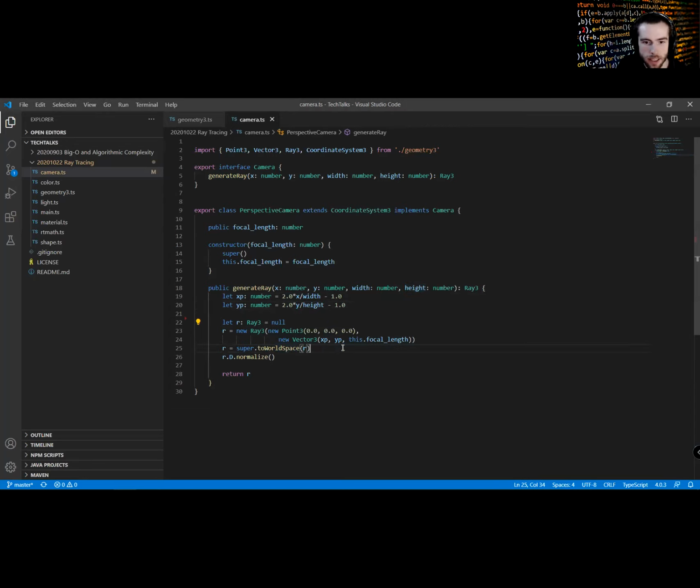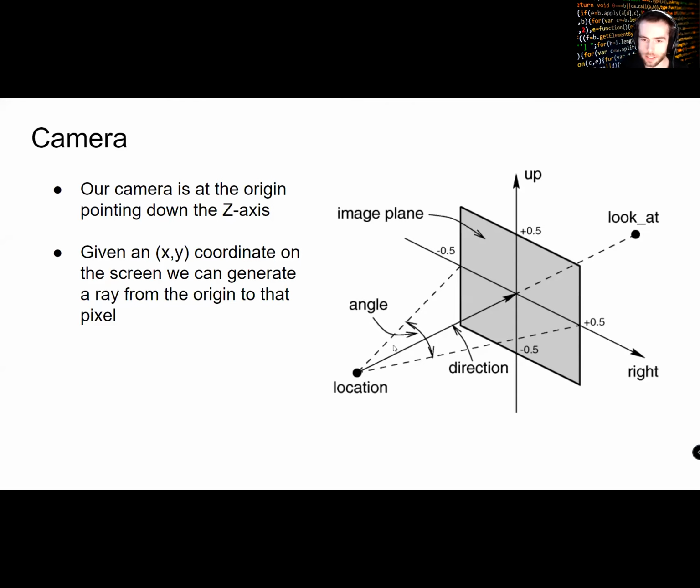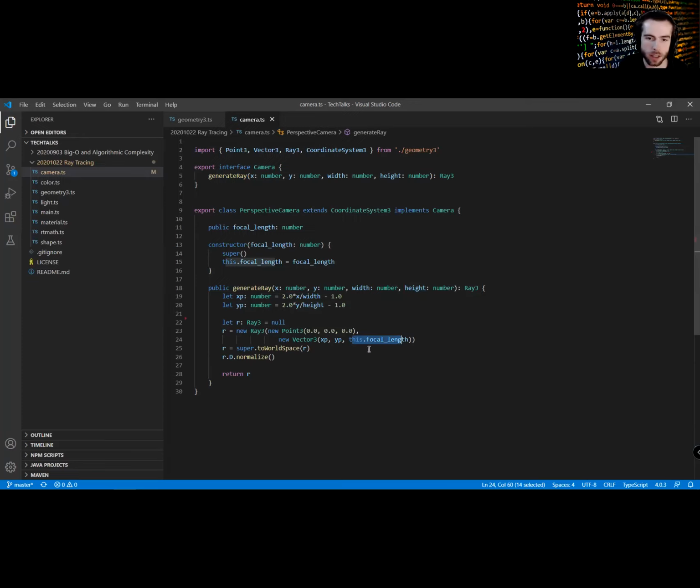And then here I just literally generate a new ray that starts at the origin and points to that XY coordinate. And then I use the focal length, which will control how much perspective you have. So that's the z-axis. That's how far away from the origin we're actually projecting. So that's this distance here. So you can kind of visualize that a little bit. And then I just take that ray and I put it into world space. I normalize the direction and I return it. So that's our camera model.